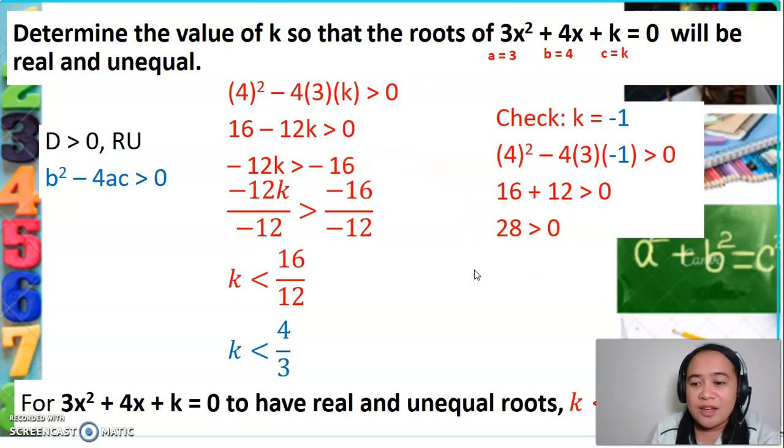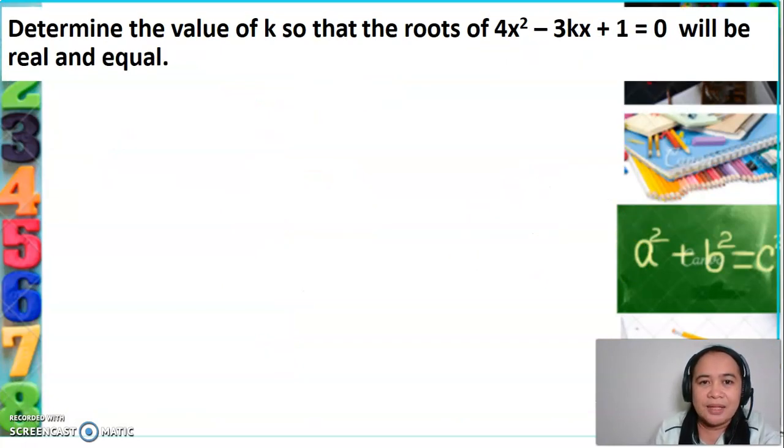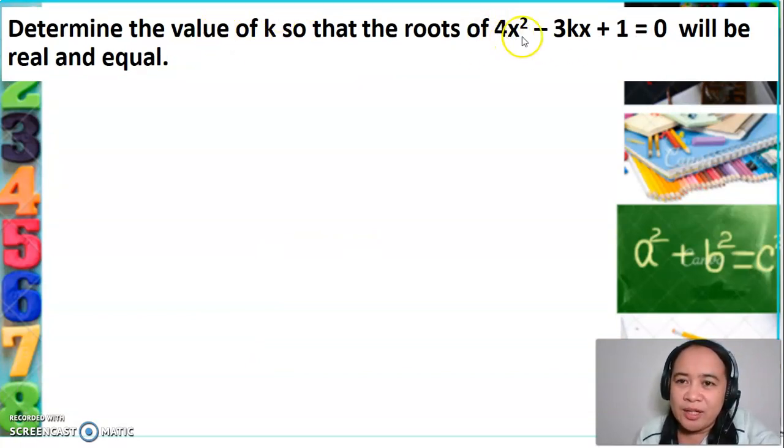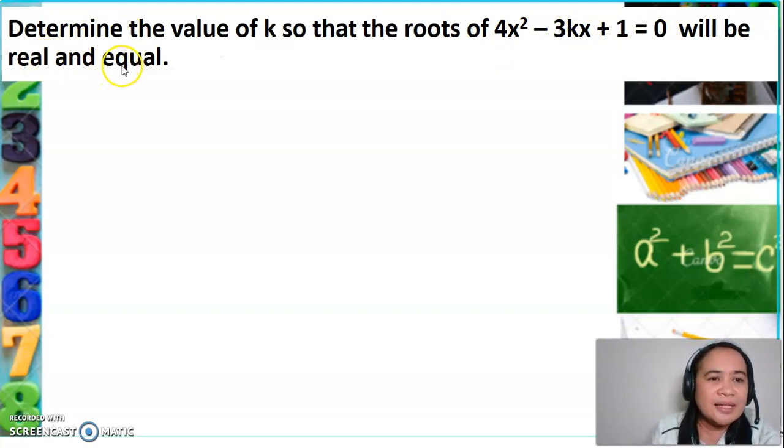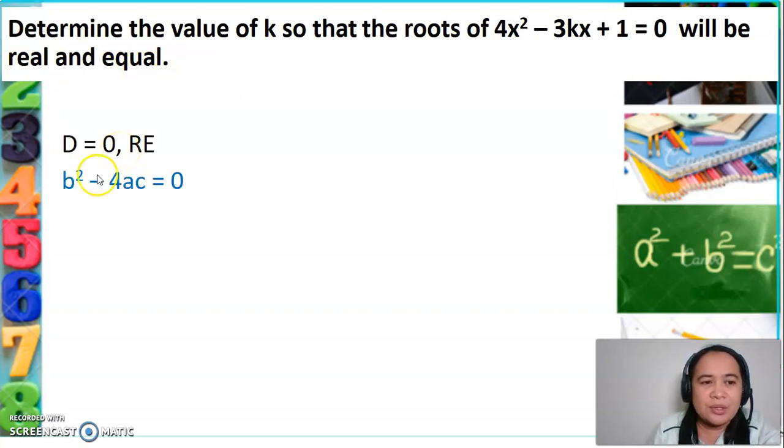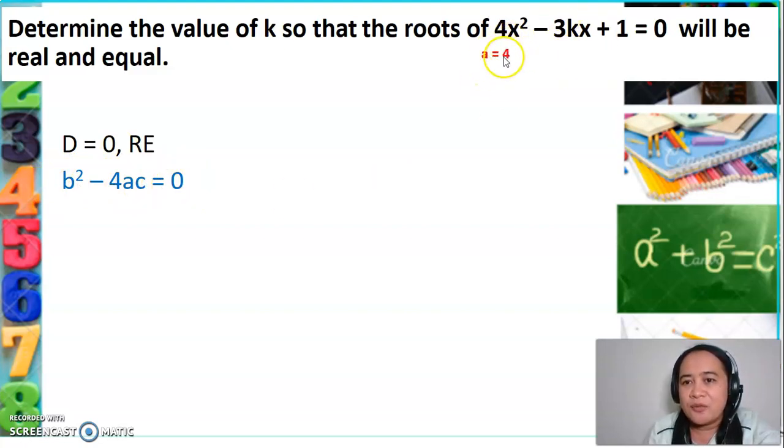Now, let's have another example. In this case, find the value of k so that the roots for 4x squared minus 3kx plus 1 equals 0 will be real and equal. Take note, the discriminant value for real and equal roots should be equal to 0. So, this will be our equation. Discriminant is equal to 0. At this point, the value for a is 4. The value for b is negative 3k. And the value for c is 1.